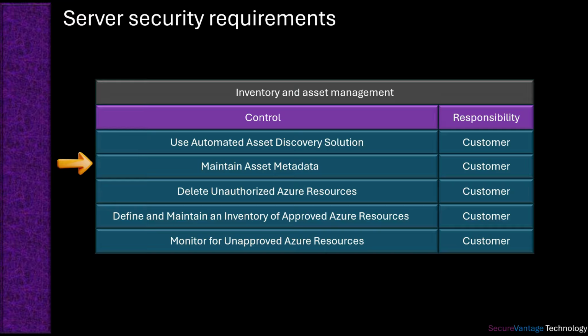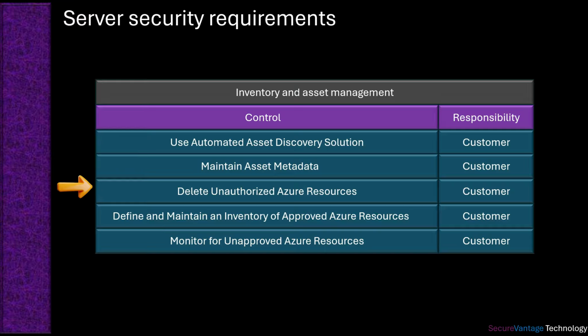Second control is maintain asset metadata. Once you have found all your resources, the next step is to organize them. Think of this as labeling boxes in your warehouse with detailed information, so you know exactly what's inside each one. In Azure, you can apply tags to your resources. These tags are like labels that help you logically organize everything according to a system or taxonomy that makes sense for your business.